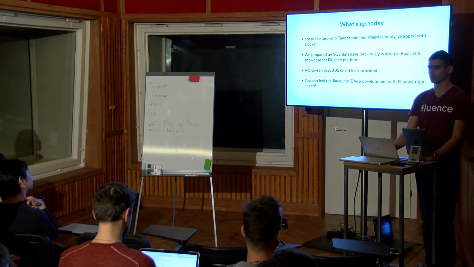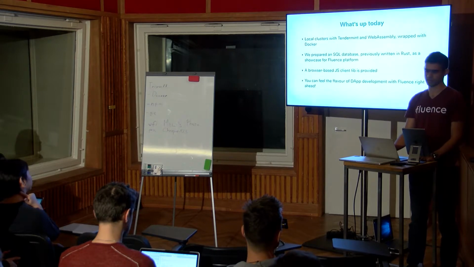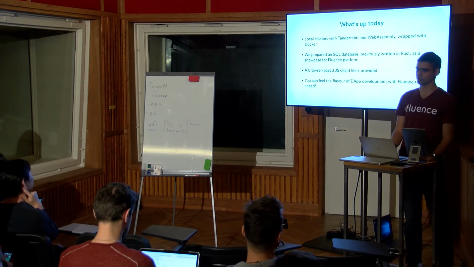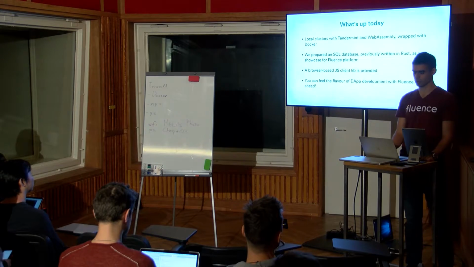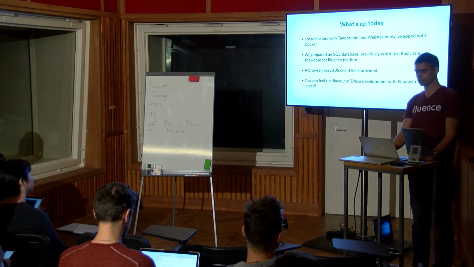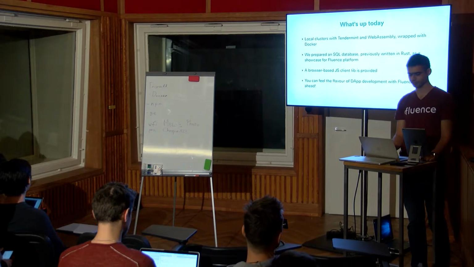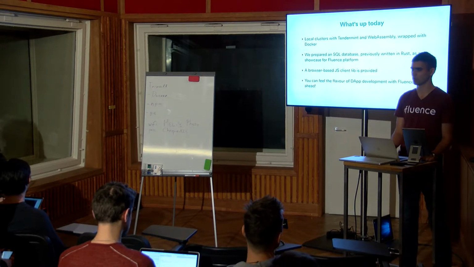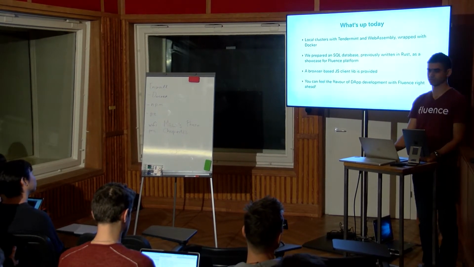So, what's up today? What do we have already coded and ready? We have local clusters combined with Tendermint and using WebAssembly, and the nodes are wrapped with Docker. So Docker is the sole dependency you need to launch the cluster locally. We have prepared an SQL database which is written in Rust, and it's used as a showcase for the Fluence platform. So other databases also could be launched. And we have a browser-based JavaScript client library which is used to interact with the cluster from the web browser. So it's enough to feel the flavor of decentralized application development with Fluence right away.